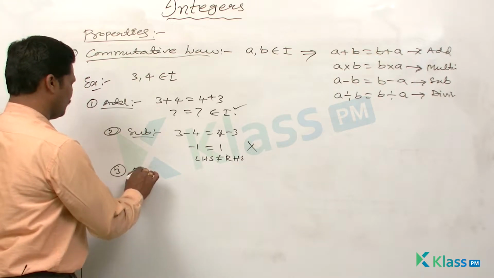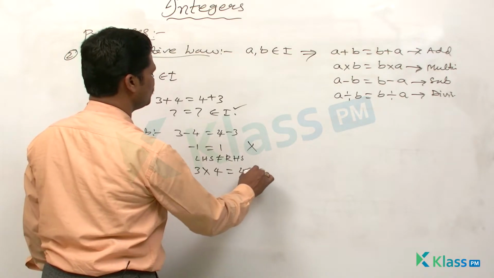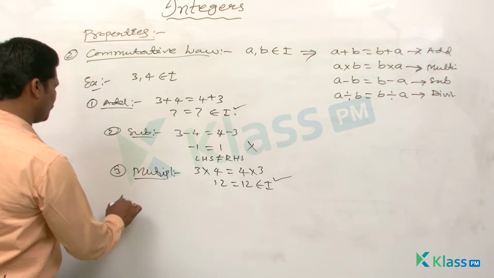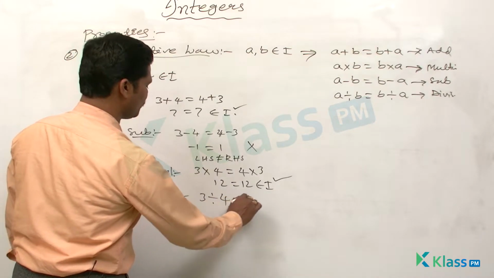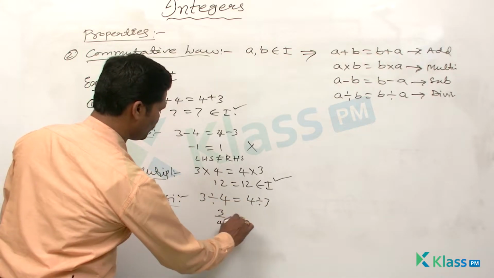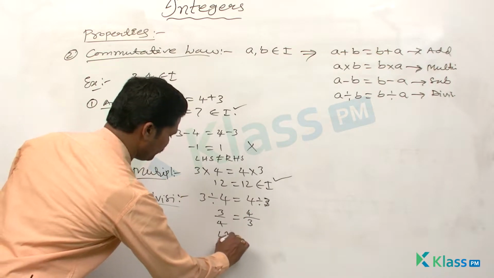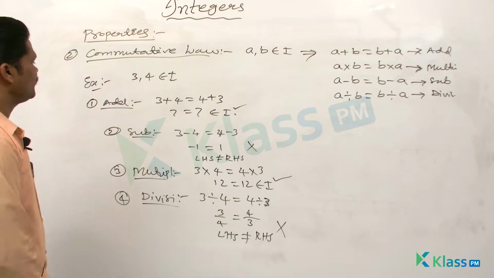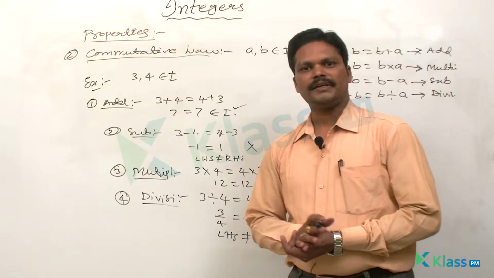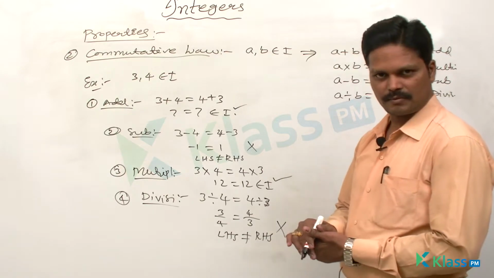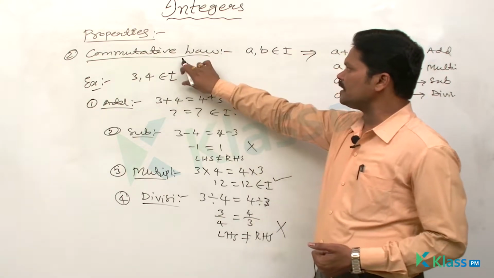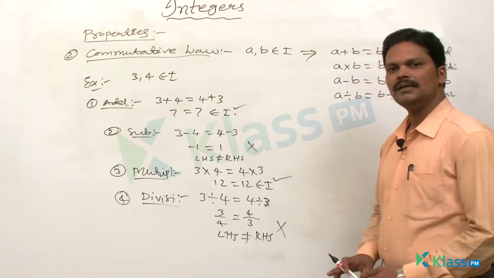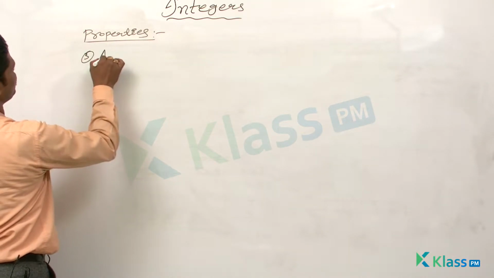Coming to the third one, multiplication, 3 into 4, 4 into 3, 12 is equal to 12, belongs to integers, it is satisfied. And coming to the fourth one, division, 3 divided by 4 is equal to 4 divided by 3, so 3 by 4 is equal to 4 by 3, so both are not equal, LHS is not equal to RHS, so it is also not satisfied. The closure property is satisfied in a different manner: in addition, subtraction, multiplication it is satisfied, division is not. And coming to the commutative law, it is satisfied by addition and multiplication but not by subtraction and division. Coming to the third property, the associative law.